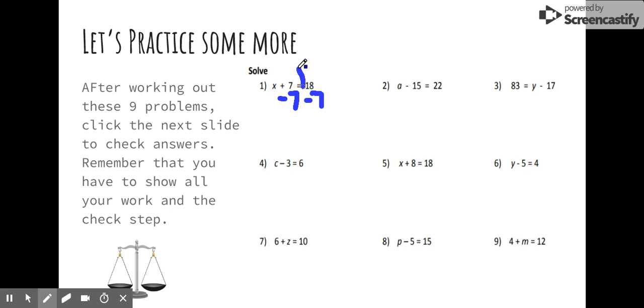Again, some students like to draw this line to say, hey, I did it on both sides, and they can visually see it. And then the x falls down, the equation sign falls down, and then 18 minus 7 is 11. Okay, so go ahead and work out these and do the check step for this one on your own.